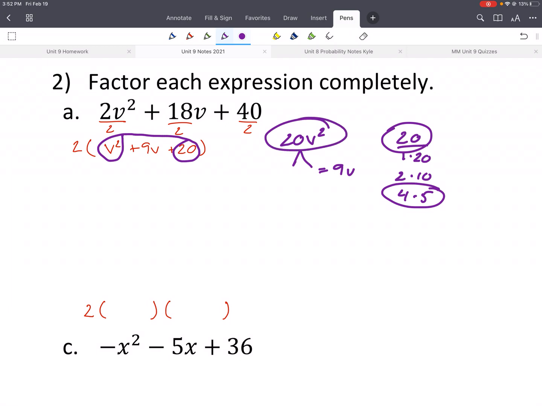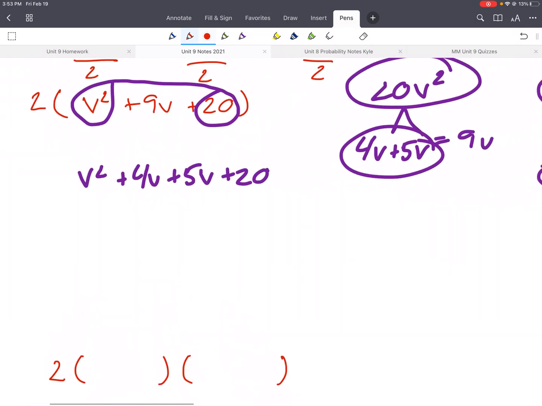Again, if the things that multiply is positive, then both of them have to be positive or both be negative. So here, both are positive. So 4v plus 5v gives you 9v. And then we can substitute that back in here. So we could do v squared plus 4v plus 5v plus 20. So again, the first and last term stay the same. It's just the middle term, we just broke that into 2. And 4v plus 5v does give you 9v.